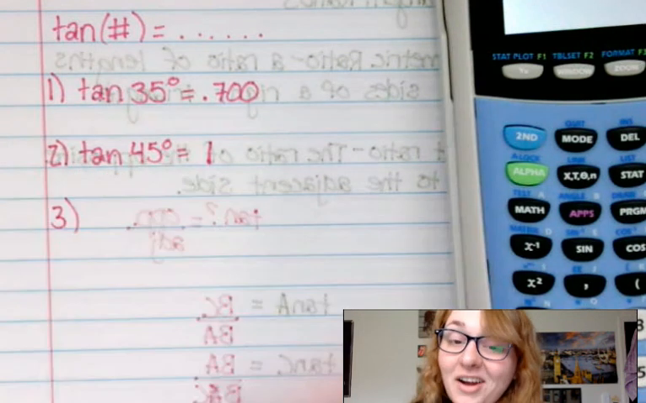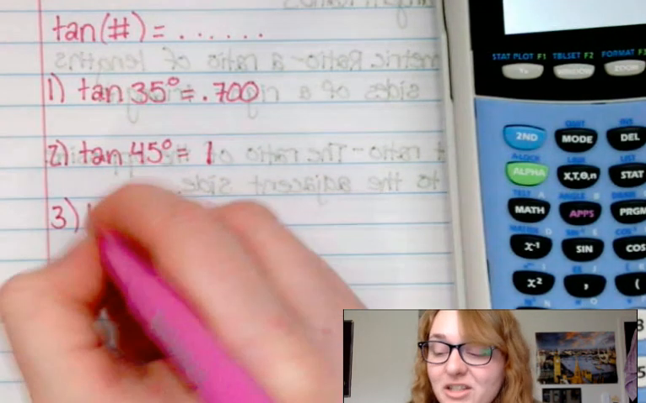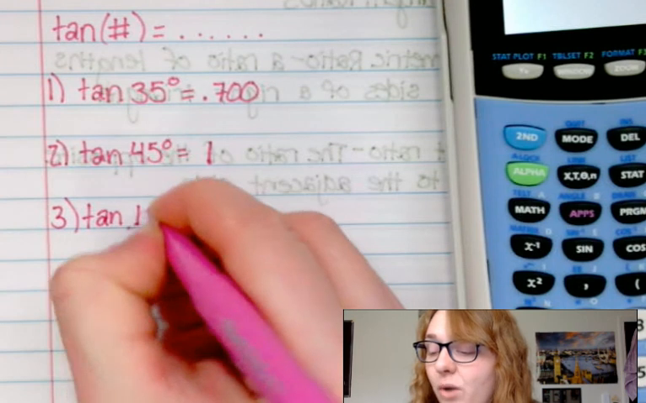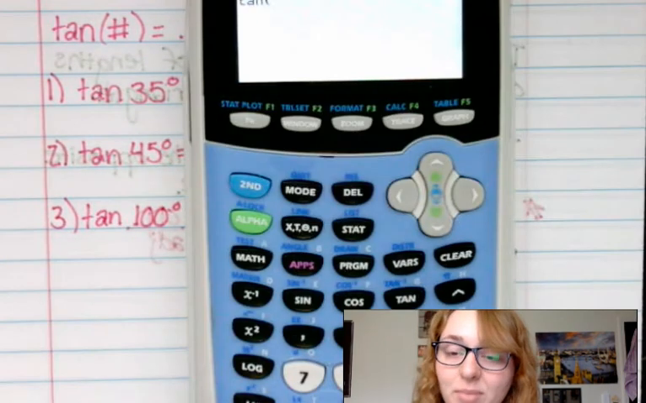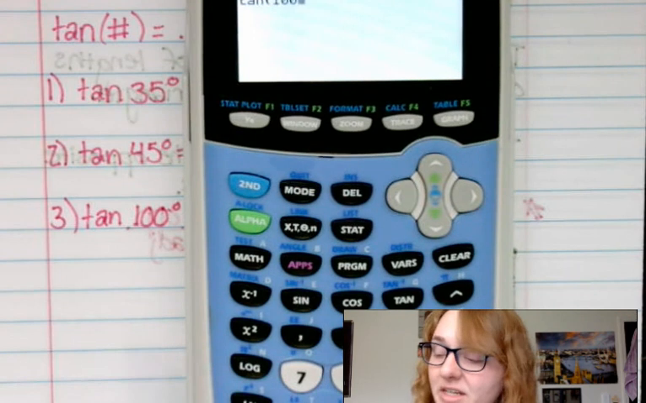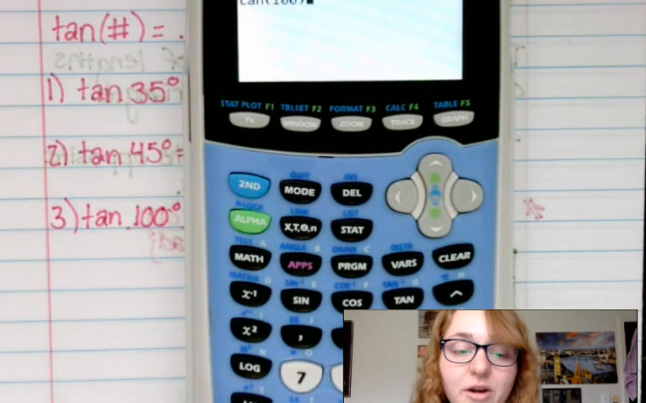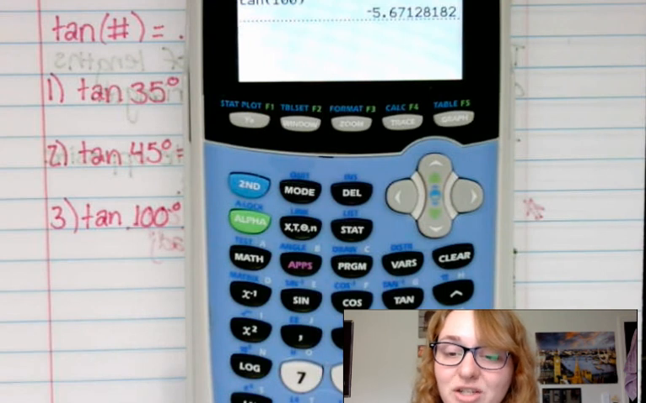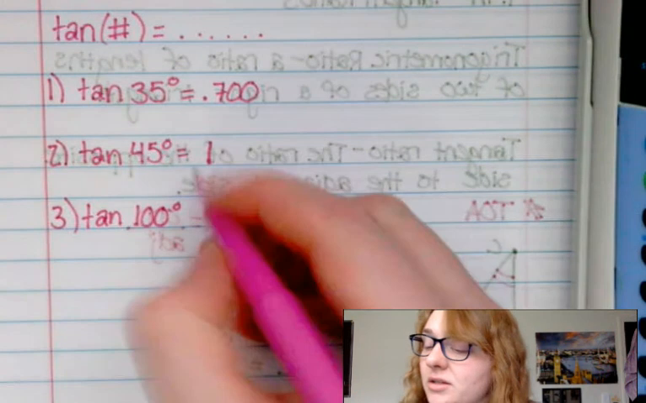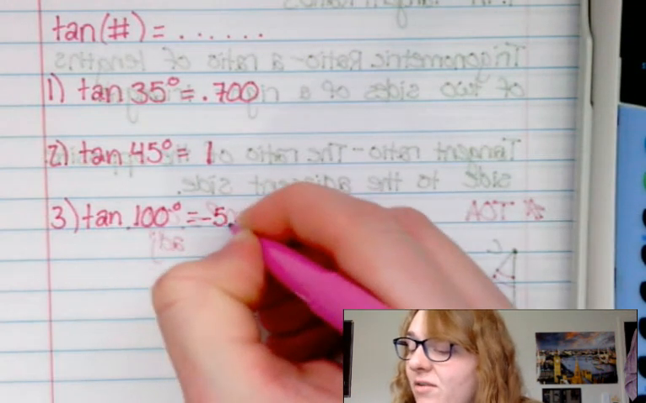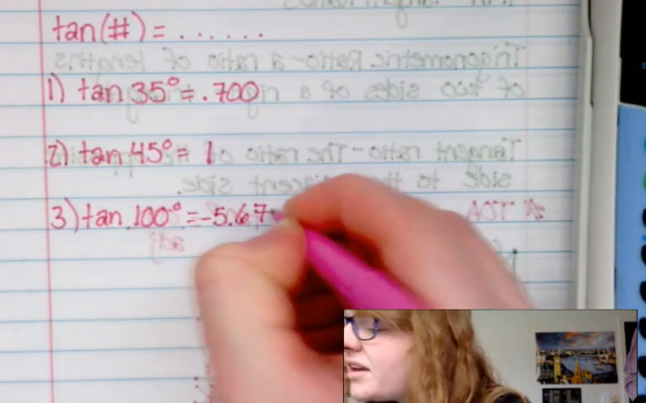And then our third and final example for today is going to be the tangent of 100 degrees. So we are going to touch our button tangent, type in our degrees, which was 100, close our parentheses, and hit enter to see that the tangent of 100, that ratio in decimal form, is negative 5.671. Again, only 3 numbers after the decimal point. So we have negative 5.671.